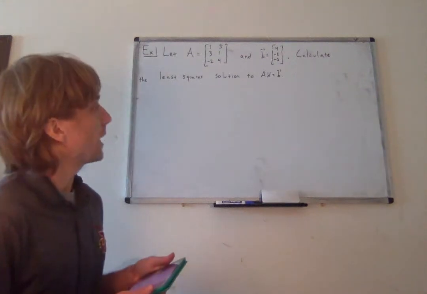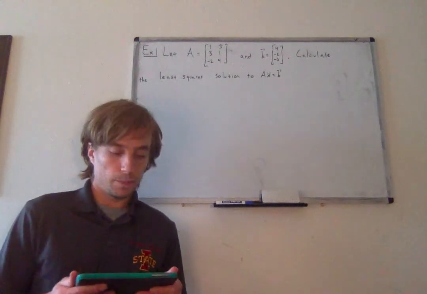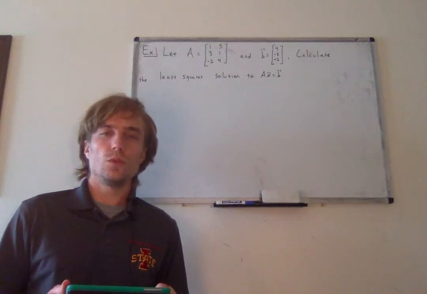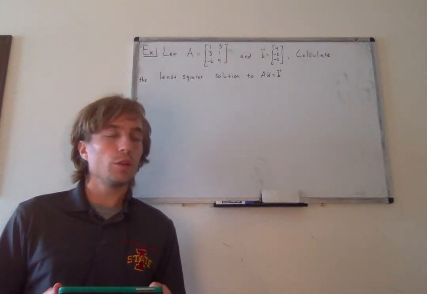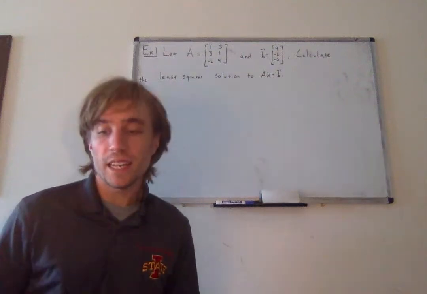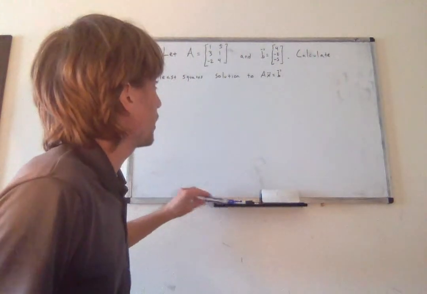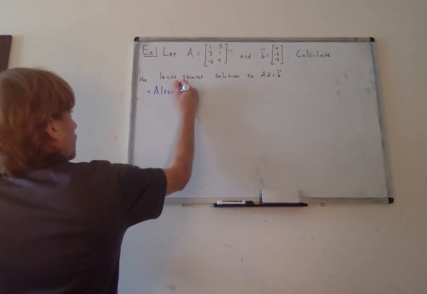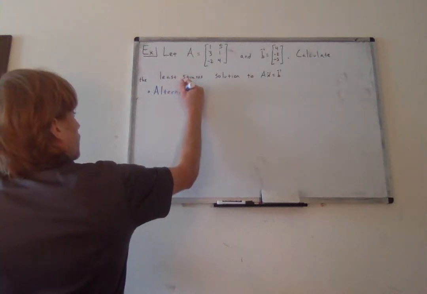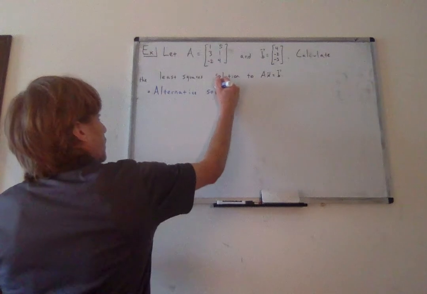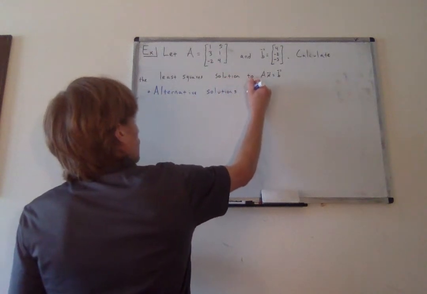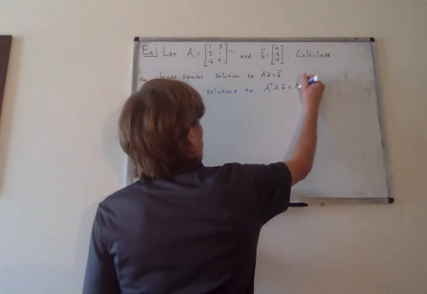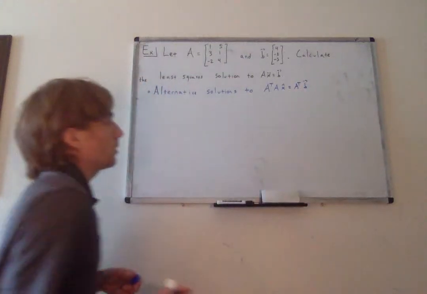So I've got another least squares problem on the board behind me. But in this lecture, I want to briefly discuss a couple of ways we can find a least squares solution to the matrix equation Ax = b as an alternative to solving the equation A transpose A x hat equals A transpose b, which we used last time.